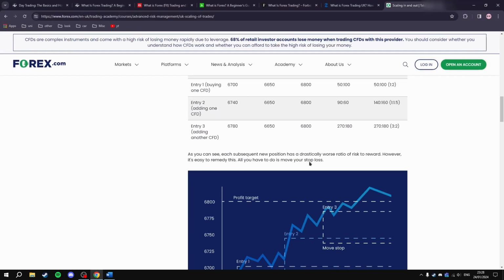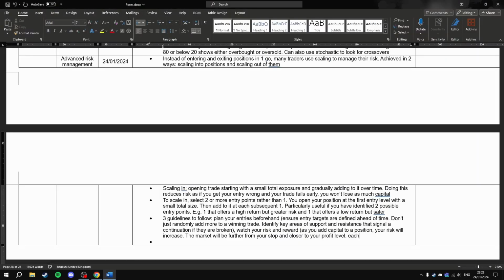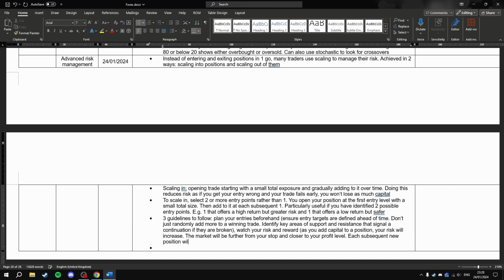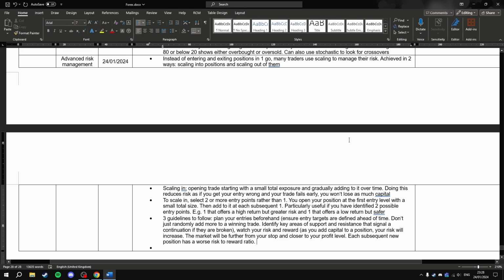Each subsequent new position has a worse risk to reward ratio. However, it's easy to remedy this. All you have to do is move your stop loss.